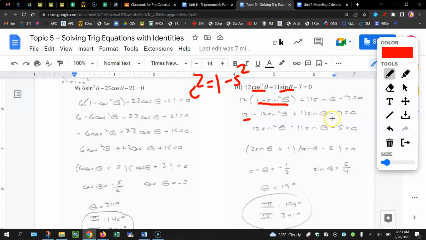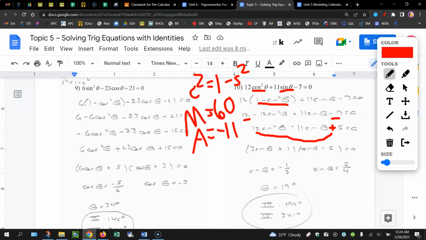Then to combine the like terms, 12 minus 7 is, I'm realizing this is a mistake. This should be a positive 5. So now I'm wondering if this question is going to work out. Let's see. So you need numbers that multiply, 12 times 5 is 60. Multiply to 60, add to negative 11.